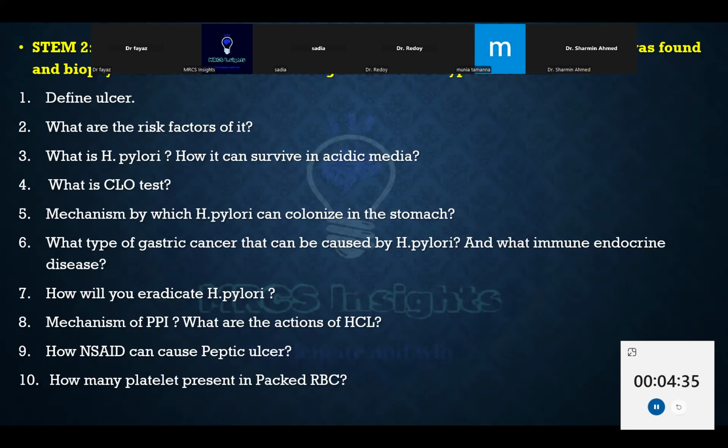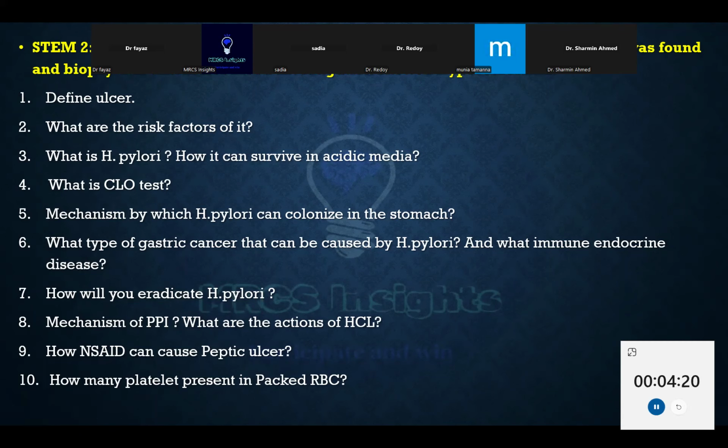Okay. Have you told Flagyl? Metronidazole, sorry, metronidazole. Yes, that's a trade name. Okay. Yeah. You have to tell the generic name. Okay. So what is the mechanism of proton pump inhibitor?